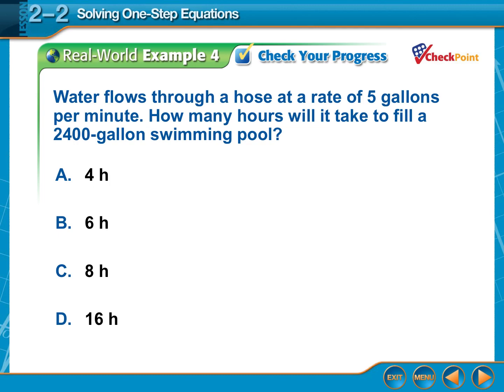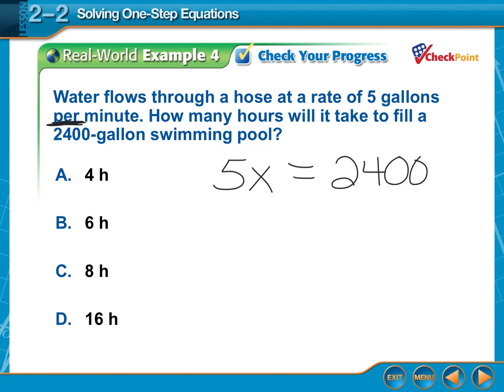Here it says water flows through a hose at a rate of 5 gallons per minute. How many hours will it take to fill a 2,400-gallon swimming pool? So we need to set up an equation. What did I say the word per meant? It's like multiplying. So it's 5 gallons per every minute. Depending on how many minutes we had, we would plug it in and multiply by 5. It wants to know how many hours it will take to do 2,400, so we set that equal to 2,400. Per means multiply.